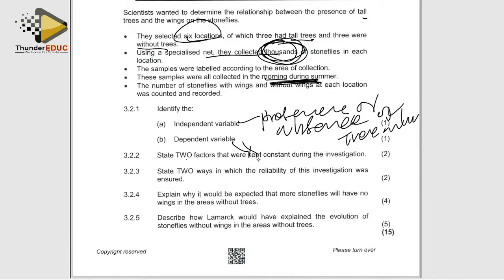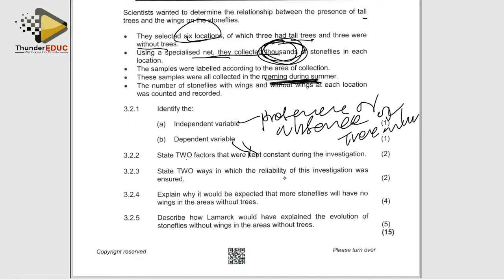State two factors that were kept constant. In this case, the factors which were kept constant are the collecting time. They were collecting in the morning, yes, collecting time, and also the method of collecting. Yes, they used specialized nets. The method of collecting was one, and the time of collecting was one. There are even others which you talked about and we have not talked about them. Yes, they also might be correct.